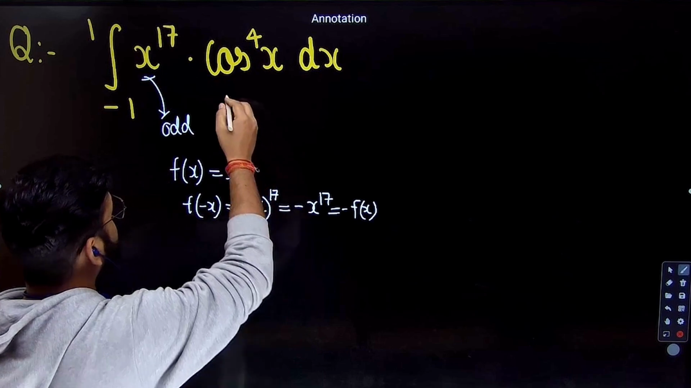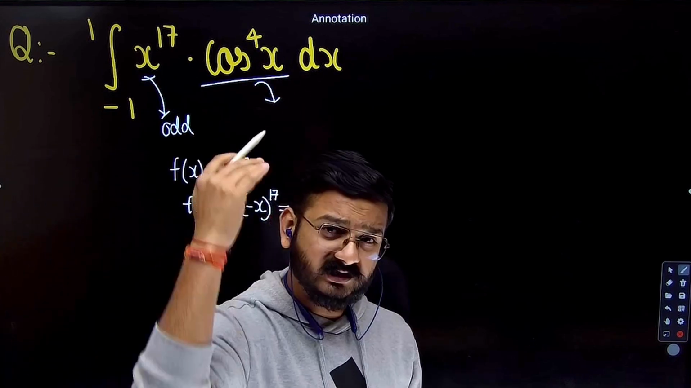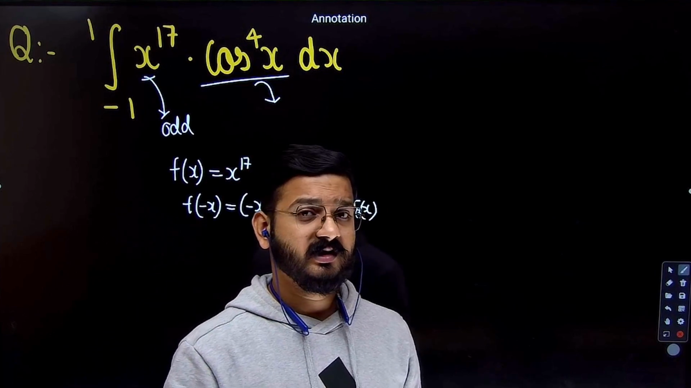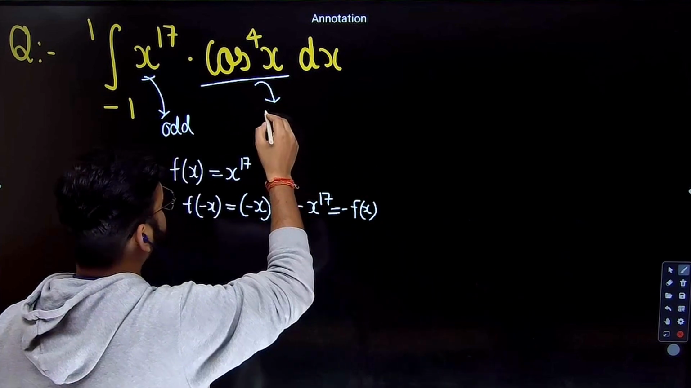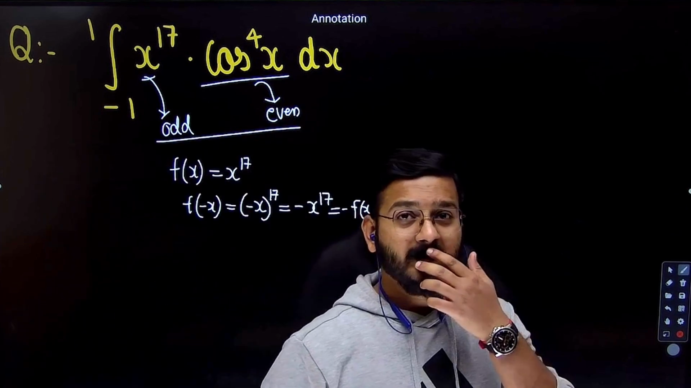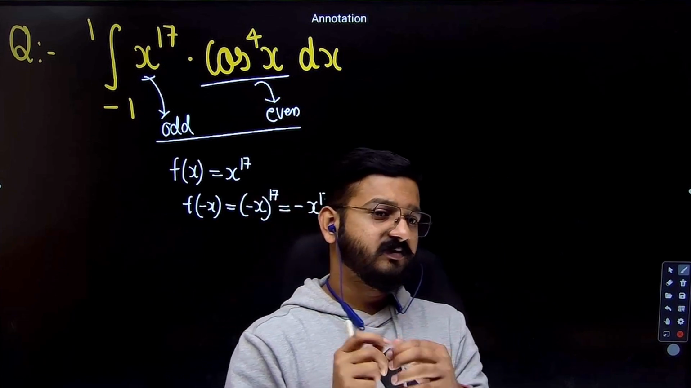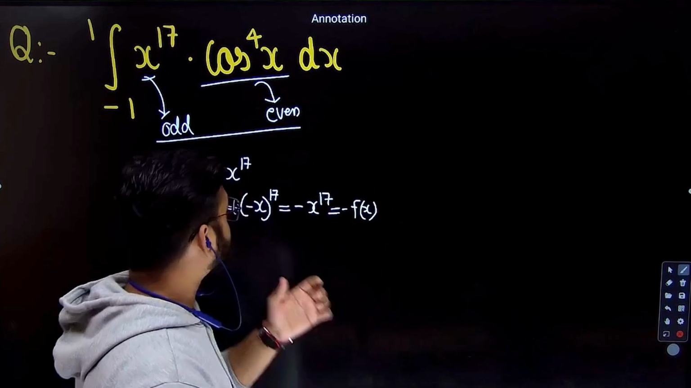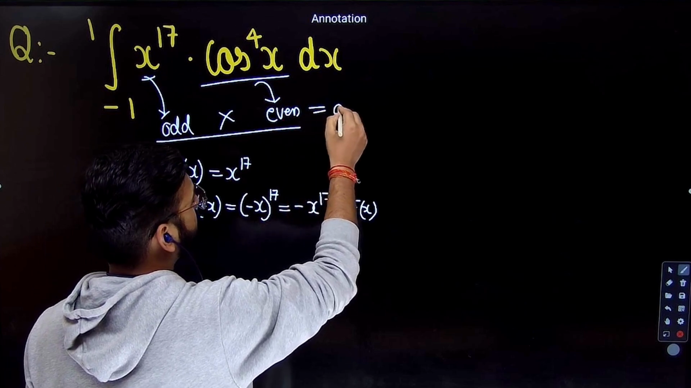Now, what about this thing? This thing will be what? Cos of minus x is cos x itself, correct? So this will be odd or even? Even. F of minus x is equal to f of x. That is an even function. So this is even. Now the question is, sir, what is odd into even? What is odd into even? So there are two ways to solve this. Let me tell you. First thing, if you want to remember, odd into even will be an odd function. You can go ahead with that. So this is an odd function, this is an even function. When you multiply, the product of them will also be odd.